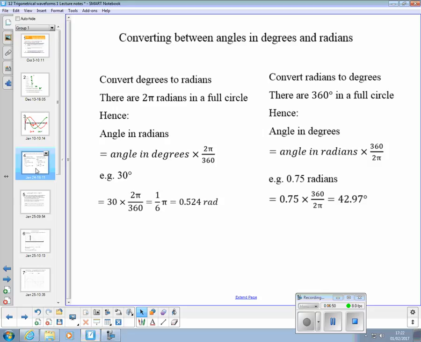Converting between angles. Guys at the back, can you stop talking please?